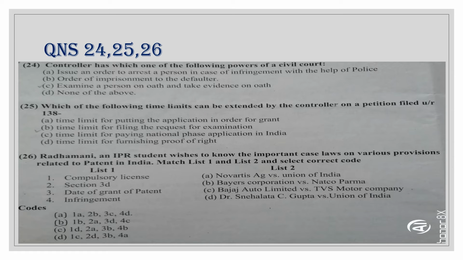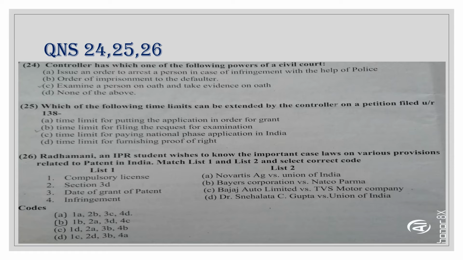Questions 24, 25 and 26. Question number 24 is: the controller has which one of the following powers of a civil court? Option A is issue an order to arrest a person in case of infringement with the help of police. Option B is order of imprisonment to the defaulter. Option C is examine a person on oath and take evidence on oath. Option D is none of the above. The correct option is examine a person on oath and take evidence on oath.